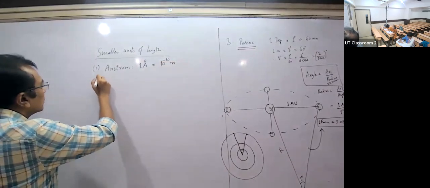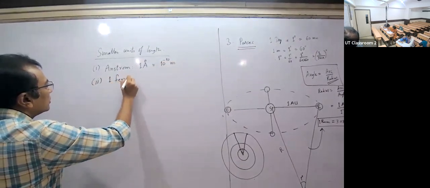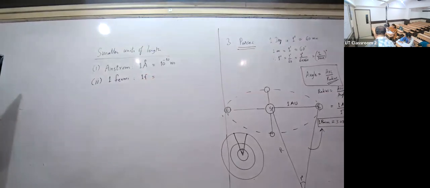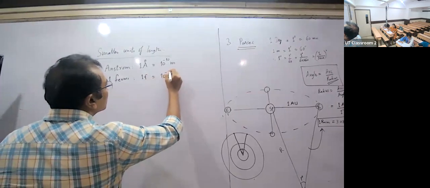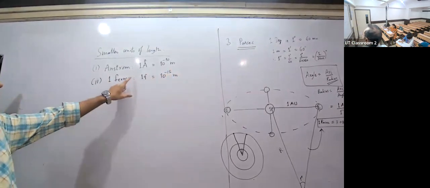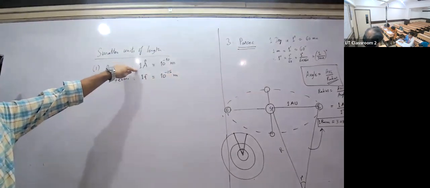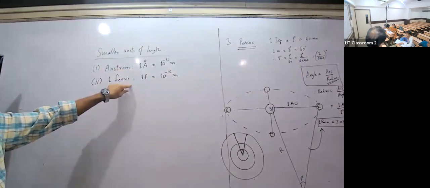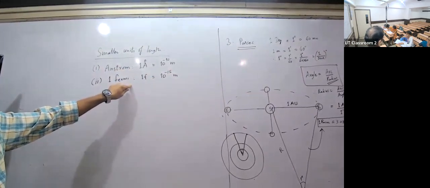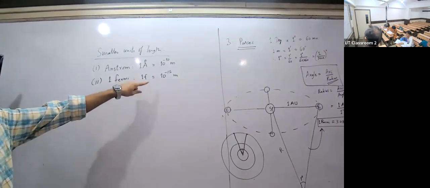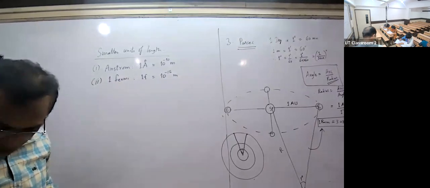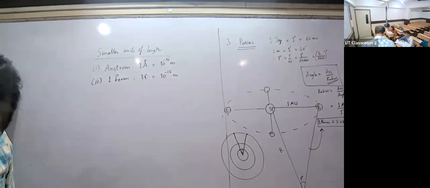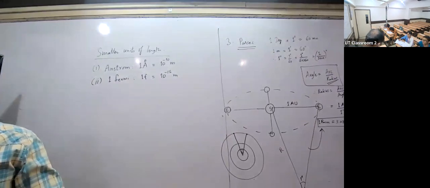Then one Fermi, with a small f, right? One Fermi is equal to 10 raised to minus 15 meter. This angstrom is the unit of wavelength of light, like the wavelength of light is expressed in angstrom. And these are the distances within the atom, very small. Nuclear radius and all that. The size of the nucleus is of the order of Fermi. So in the atomic world, we use these units. So both the smaller and bigger units are summarized in this table.